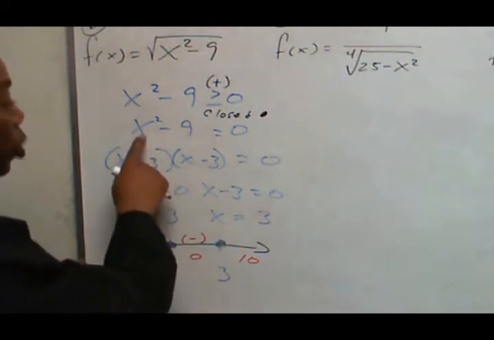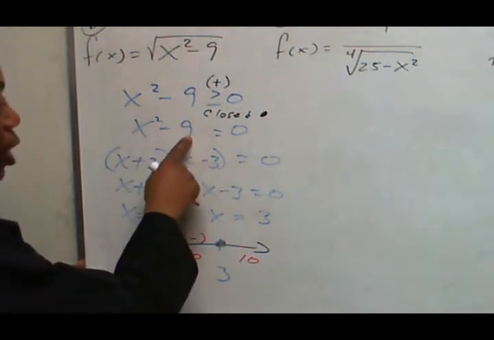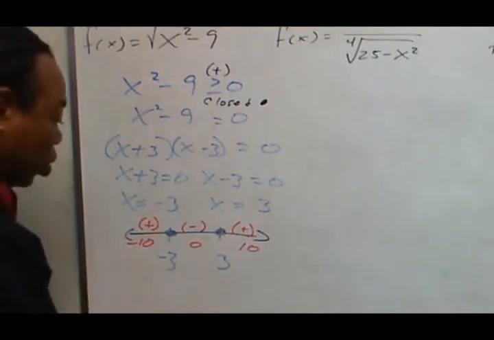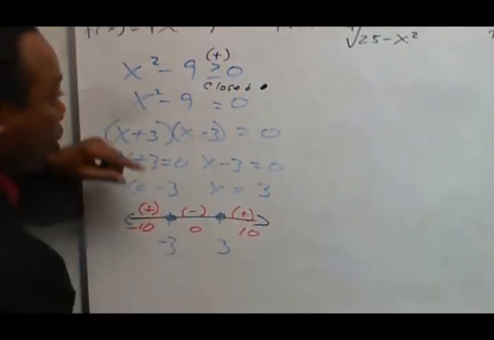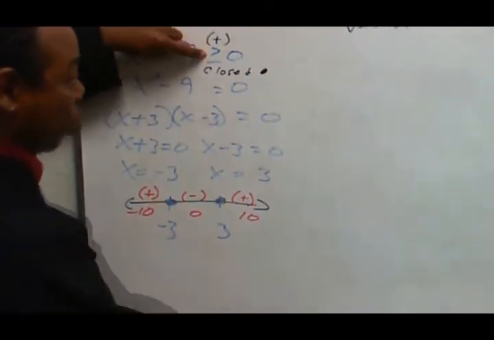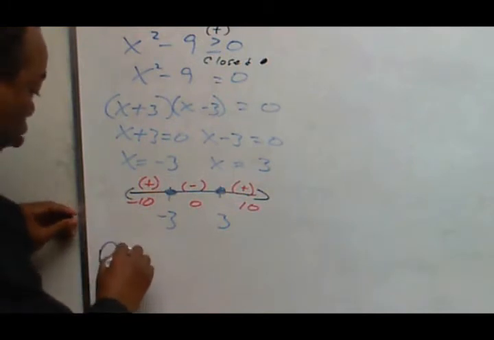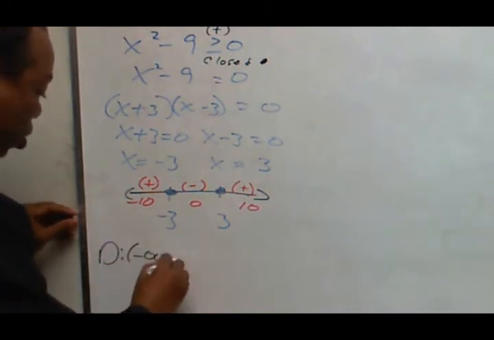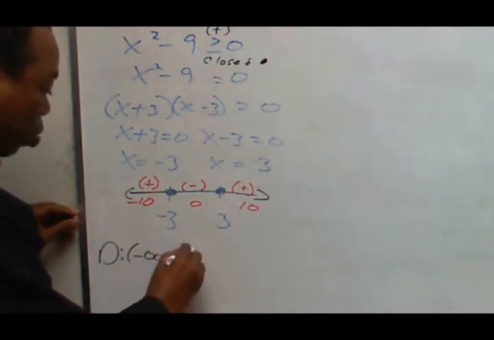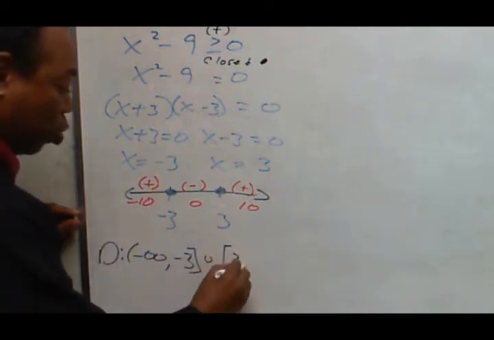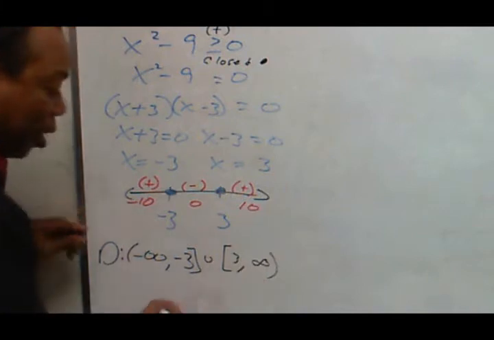And positive 10 squared is 100. Take away 9 is still positive. Therefore, my solutions come from this area and this area because they match the positive, which means greater than 0. So my domain would be negative infinity to negative 3 with a bracket, union, this part, bracket 3 to positive infinity.